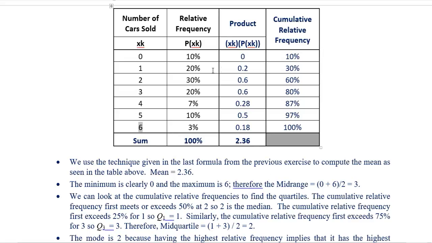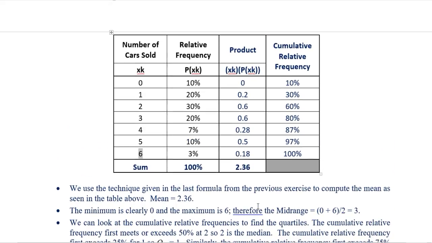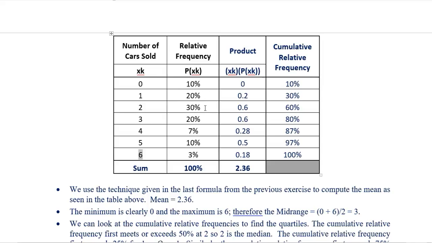And the first time you hit 25% is going to be at the 1. The first time you hit 75% is in the 3. And so Q1 is 1 and Q3 is 3, so the mid-quartile is halfway between those, which is 2. The mode is the one with the highest relative frequency, which is right there, which is 2.